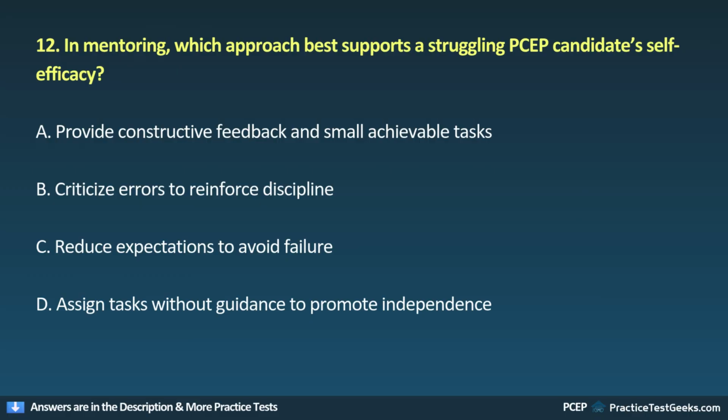12. In mentoring, which approach best supports a struggling PCEP candidate's self-efficacy? A. Provide constructive feedback and small achievable tasks. B. Criticize errors to reinforce discipline. C. Reduce expectations to avoid failure. D. Assign tasks without guidance to promote independence.